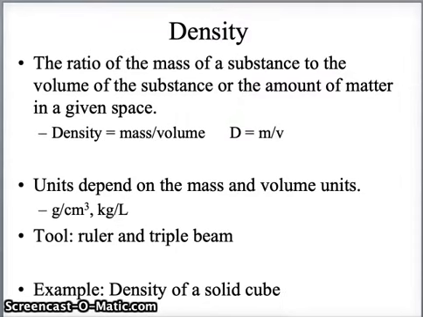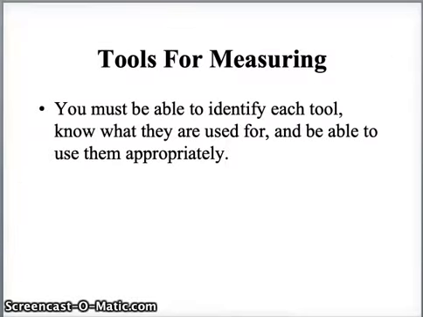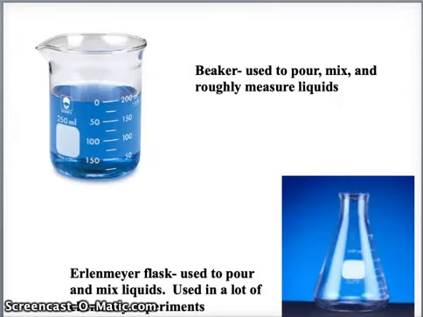Okay, so let's quickly talk about one more thing: which tools we are going to use for measuring these. We talked about the measurements and briefly about the tools, but for these ones you need to be able to identify the tool, know what they're used for, and be able to use them appropriately because we're going to use them a lot in the lab. Here we go. Beaker. A beaker is used to pour, mix, and roughly measure liquids. Remember, I said roughly measure. You do see these graduations right here where you can say, oh, this is about 200 mLs. However, if you really want accuracy, you're going to want to use a graduated cylinder.